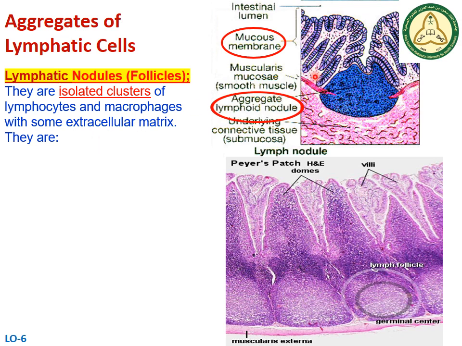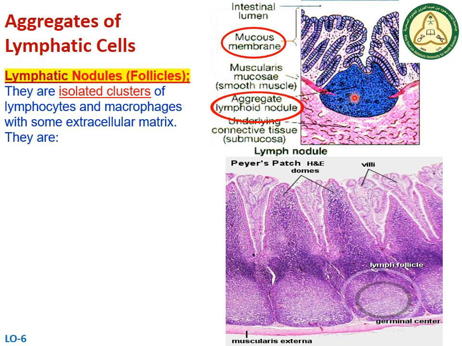Can you see here, this is the cut section of the wall of the small intestine. This is the mucosa and there is the submucosa. In between, this is the aggregation of B and T lymphocytes. So this B and T aggregation means collection.